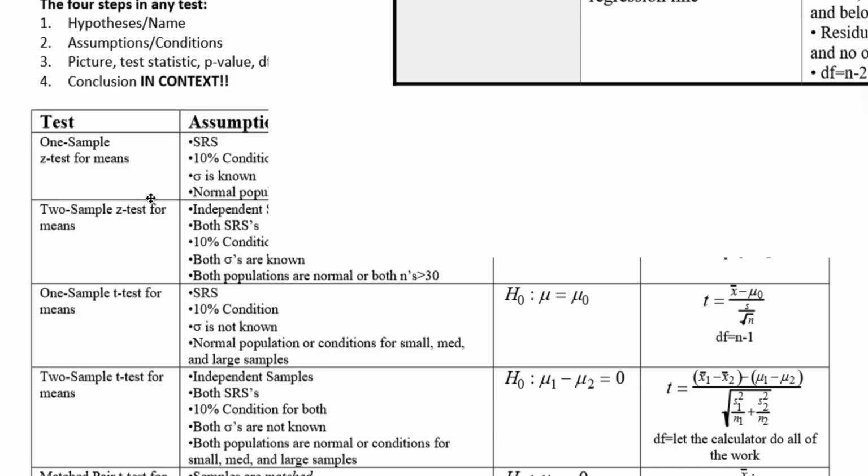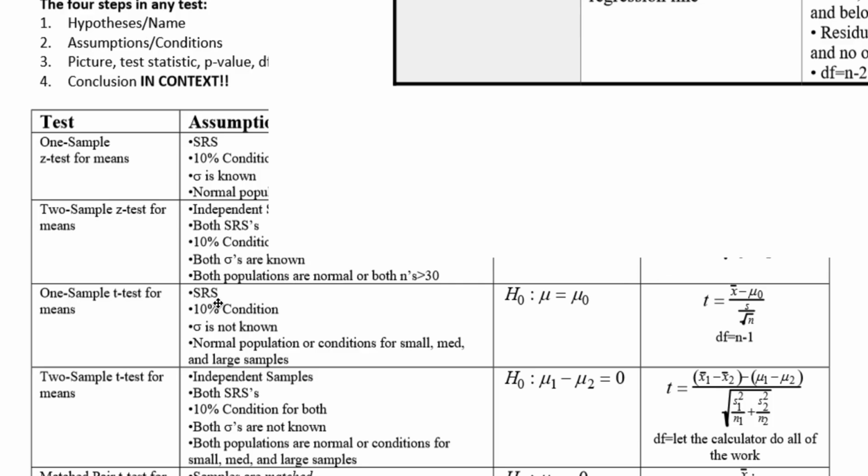For one sample z-test for means, we're going to check assumptions for SRS, 10% condition, data, standard deviation is known, normal population or n greater than 30. Null hypothesis will be mu equal to mu 0. Test statistic will be z equal to x bar minus mu sub 0 over standard deviation over square root of n.